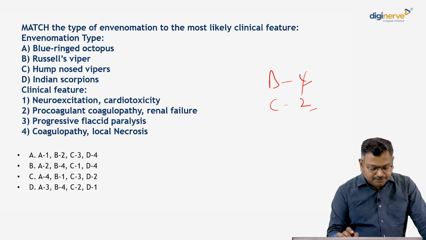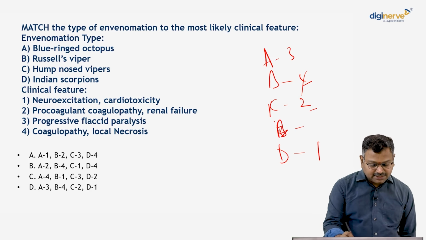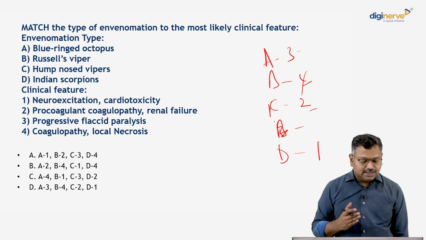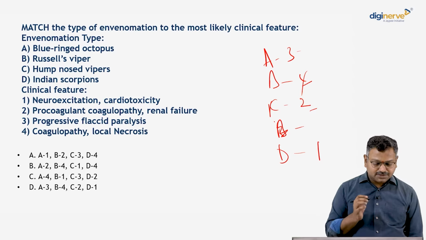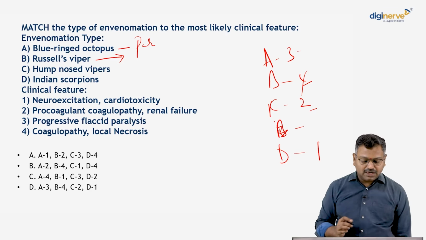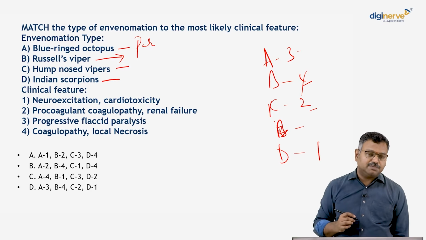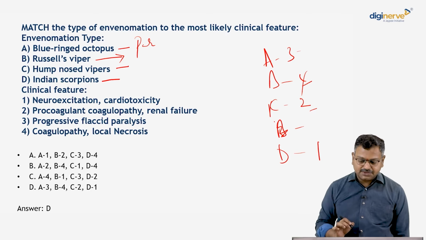The scorpion, very importantly, produces neurotoxicity and cardiotoxicity. So, D corresponds to 1. Left here is A, which has to go with 3. The A is blue-ringed octopus, which has to go with progressive flaccid paralysis. So, look for the combination. Octopus is paralysis, Russell viper is coagulant, both vipers will have coagulant, and the Indian scorpion is neurotoxicity. So, the option which gives this is the D that you see there.